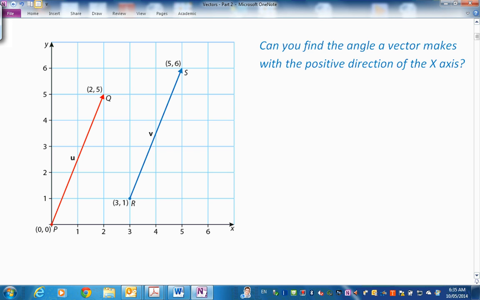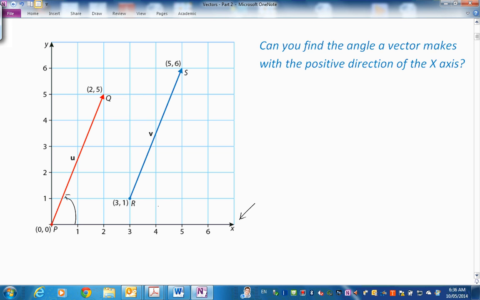Can you find the angle a vector makes with the positive direction of the x-axis? What's that? Here's the x-axis. The positive direction is going to the right there. So we want the angle like that. That position vector, you can see the angle easily.